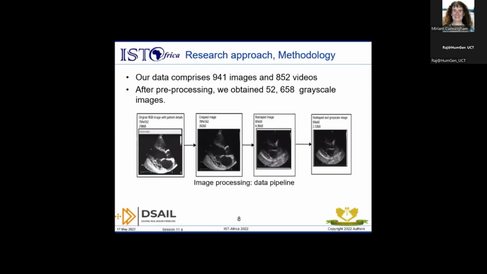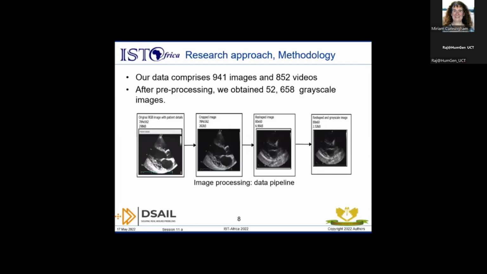And the data that we started with comprises 941 images and 852 videos. It was a total of 1,793. And we needed to pre-process this data due to computation, and because when you're training your machine learning model, you need a lot of data, and 1,793 was not going to do it.